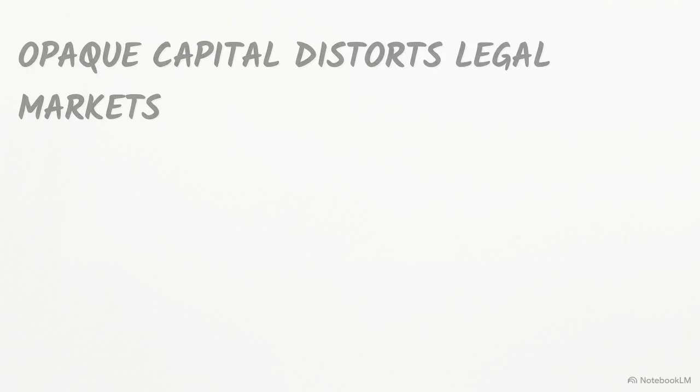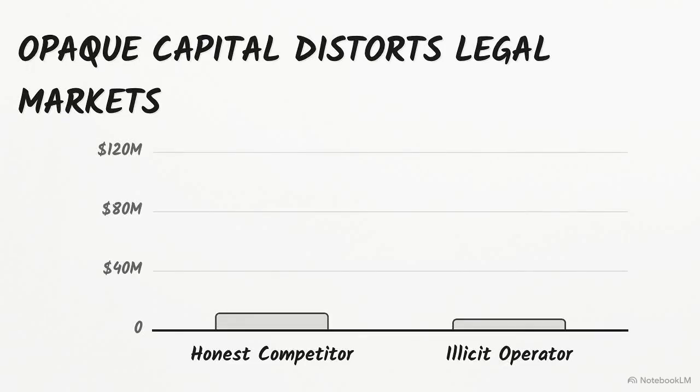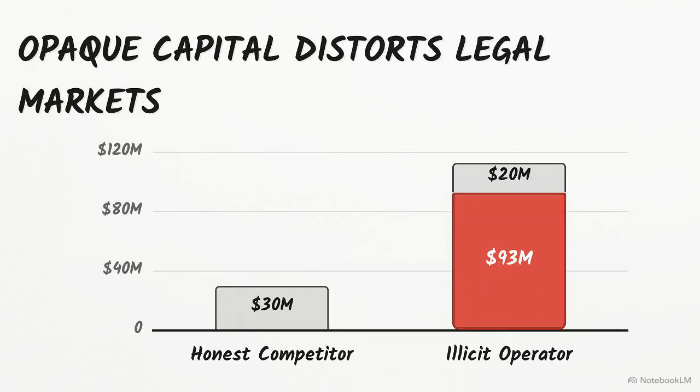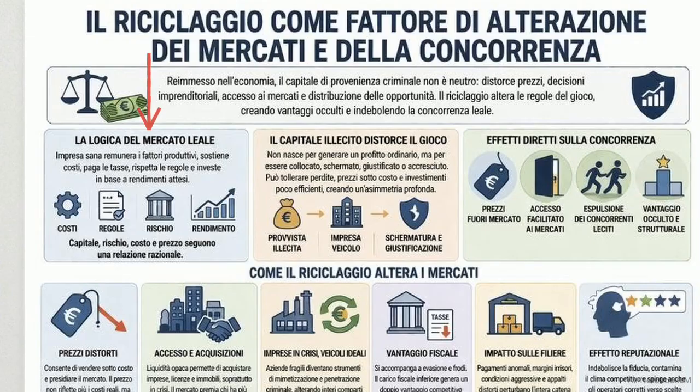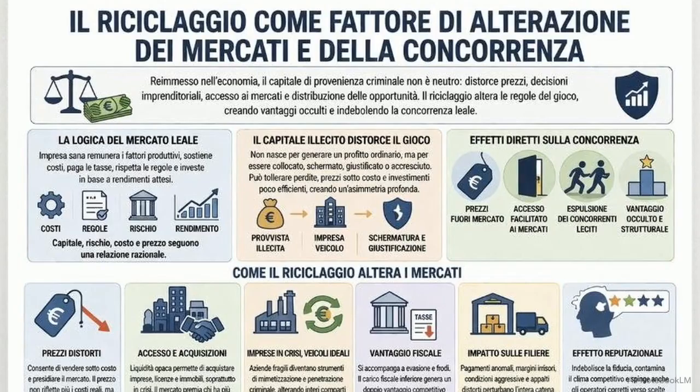This perfection in paperwork allows illicit capital to enter a legal market sector with a unique set of competitive advantages. Legal market logic requires a legitimate enterprise to cover real costs, pay taxes, and generate a standard return on investment to survive. Illicit capital logic operates on different metrics.